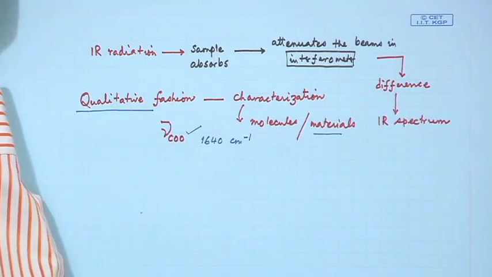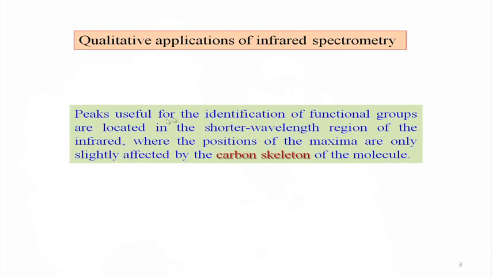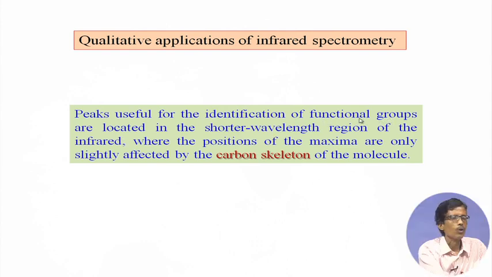So, we should know all the very important peak positions. In this case the peaks are useful for the identification of the different functional groups. When we talk about the different functional groups, this particular functional group can be present in any biochemical sample, any organic sample, or any inorganic anion or cation which are very characteristic, like your azide ion, thiocyanate ion, cyanide ion, all these. And they are located in the short wavelength region of the infrared, where the position of the maxima is only slightly affected by the carbon skeleton of the molecule.